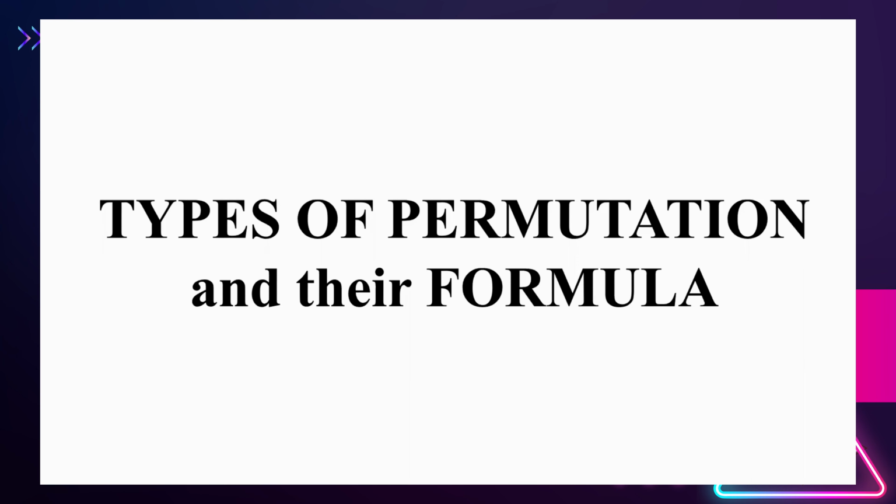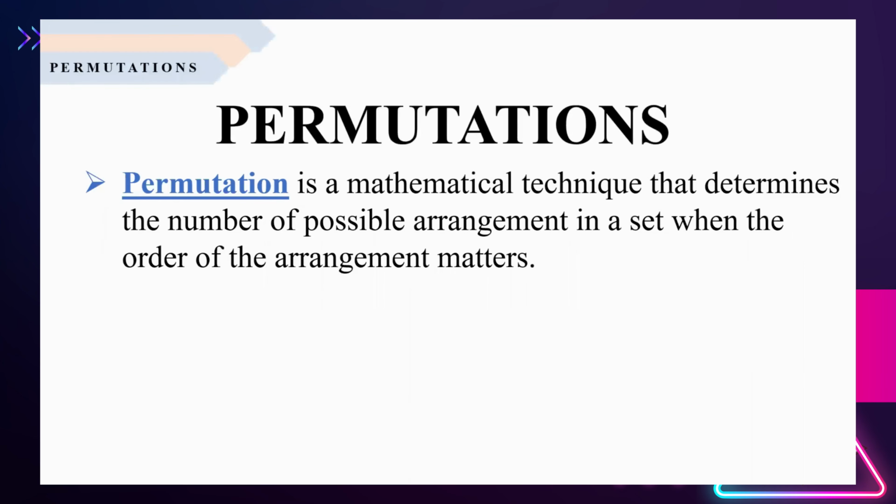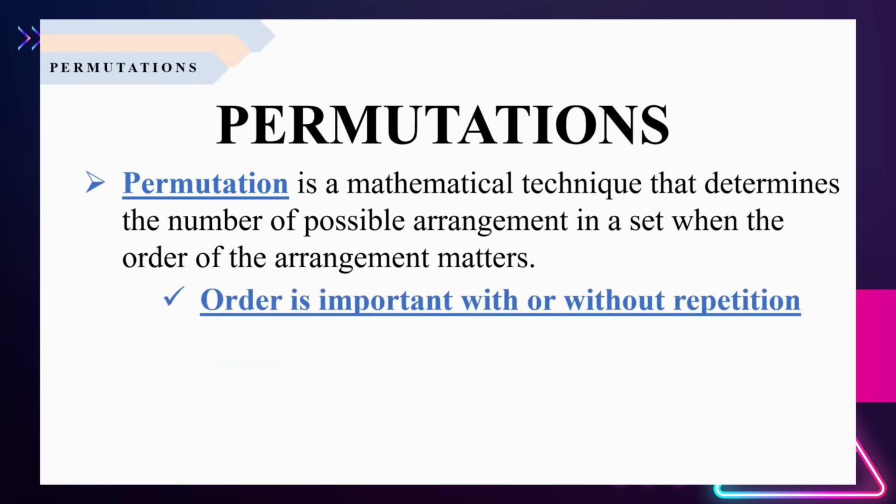But before that, what is a permutation? Permutation is a mathematical technique that determines the number of possible arrangements in a set when the order of the arrangement matters. So, ibig sabihin, if we want to determine the possible arrangement of an event or an elements of a set, then we call it permutation. Tandaan natin, in permutation, order is important with or without repetition.